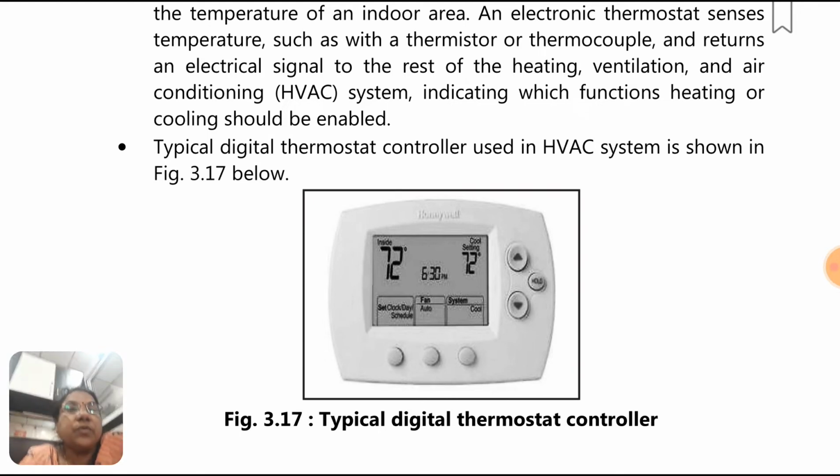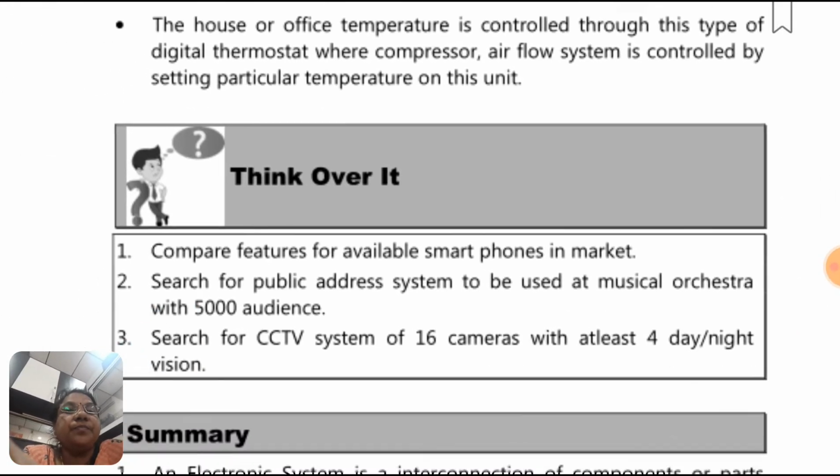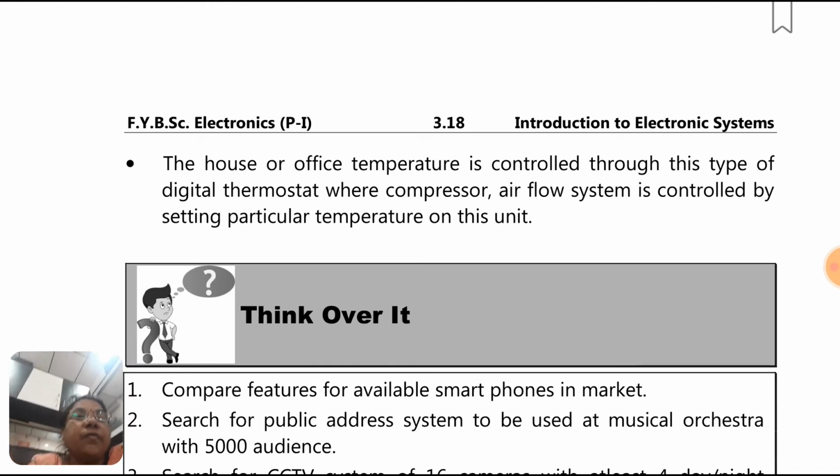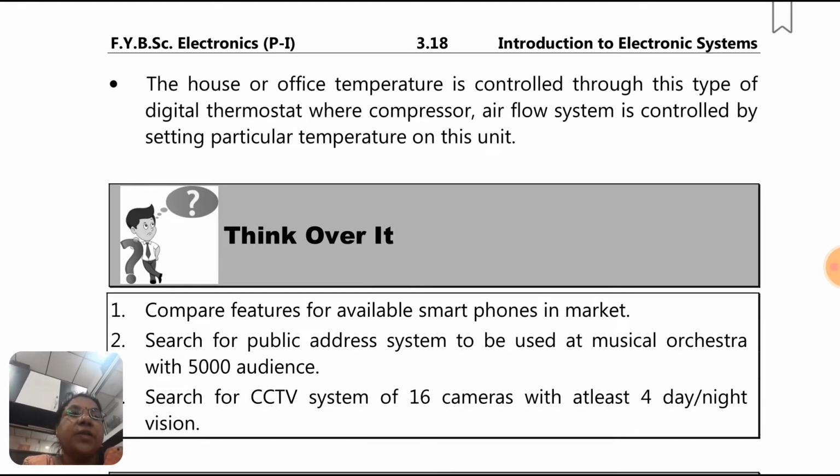Typical digital thermostat controller used in HVAC system is shown in figure. The typical thermostat system. The house or office temperature is controlled through this type of digital thermostat, where compressor airflow system is controlled by setting particular temperature on this unit.